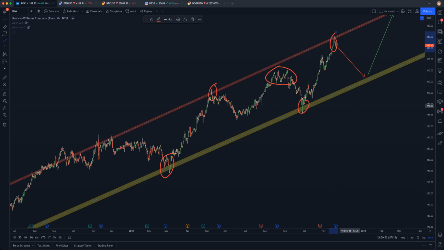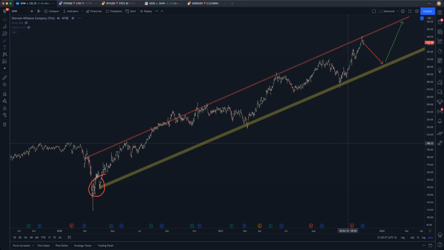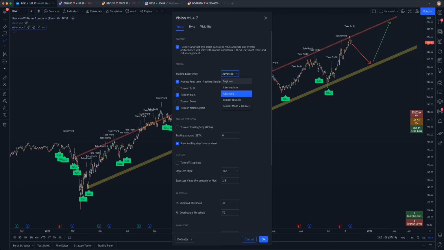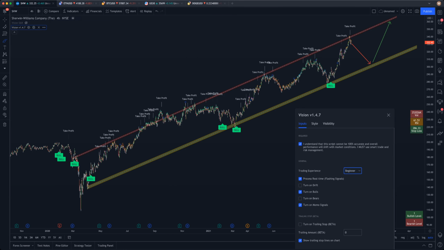Trying to get everybody to pay attention to the times that it touches the actual trend line. It's like we could turn on vision. Yeah, probably still on scalper mode. Now I'm on advanced. But if we go to beginner, it does exactly what it should do. It gives you fewer trades, more confirmed trades.